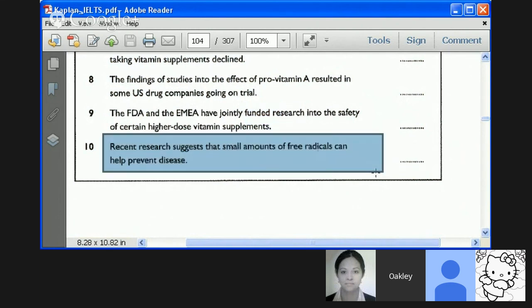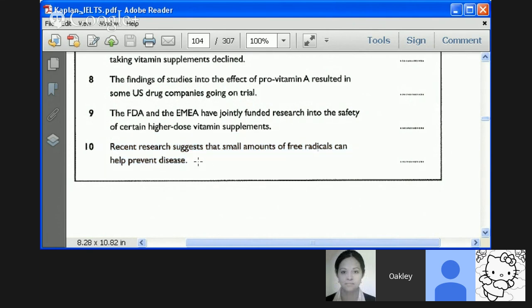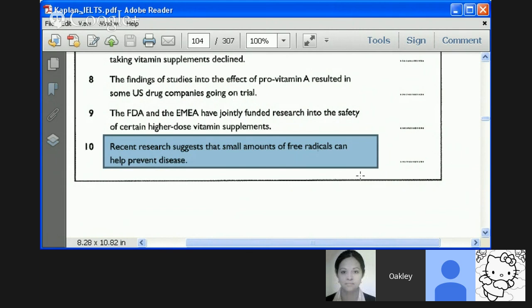Last one, recent research suggests small amounts of free radicals can help prevent disease. Actually, we looked at that at one point, I don't even remember, in the class. And just so you know, because we're out of time, that answer is true.